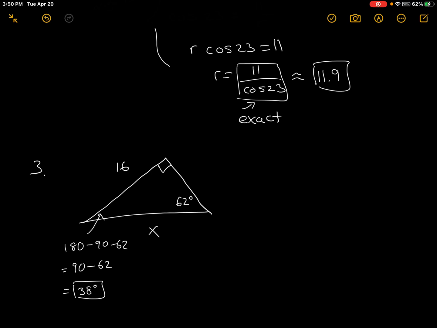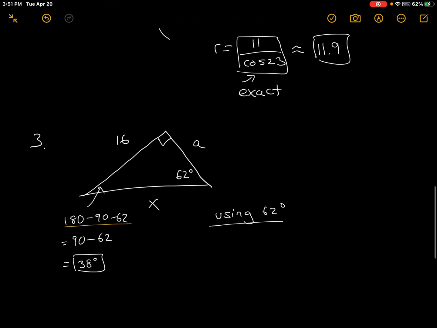I'm going to call this, I don't know, I'm just going to call this A. So let's say we want to figure out what x is first, and we're going to use the 62 degrees. You could use the 38 degrees or the 62 degrees in solving your right triangles. And you're given this, in relationship to the 62. Now, this guy right here is the hypotenuse, and the 16 relative to the 62 is the opposite. And so when you have opposite and hypotenuse, you're going to use the trig ratio of sine.